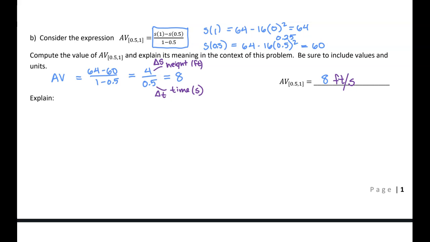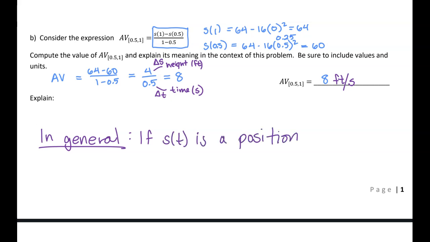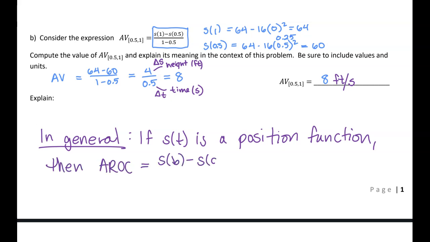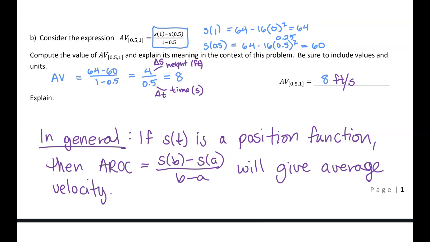So I want to pause here to generalize. What we can say now is that in general, if s of t is a position function, then the average rate of change given by s of b minus s of a over b minus a will always give you average velocity. So that's kind of handy.